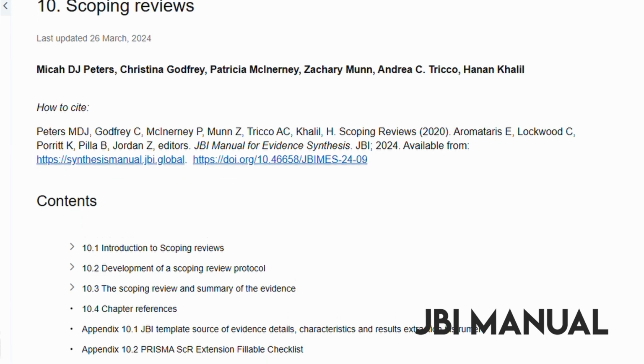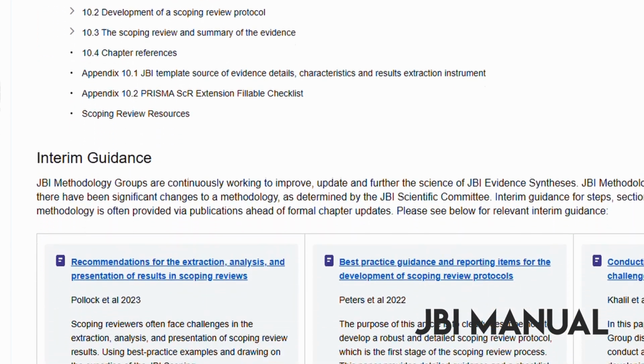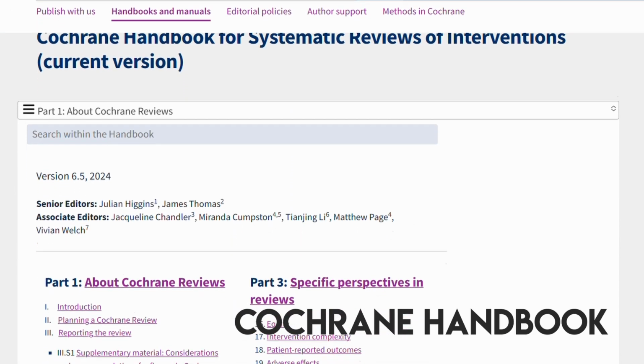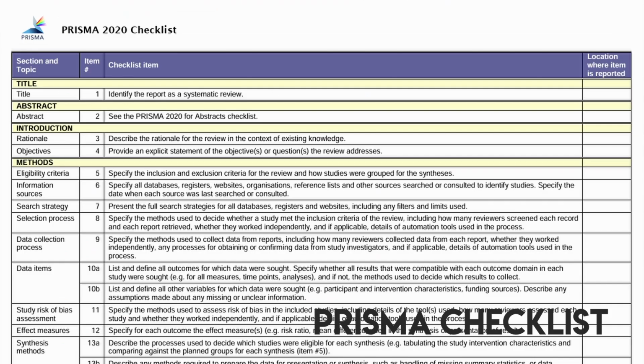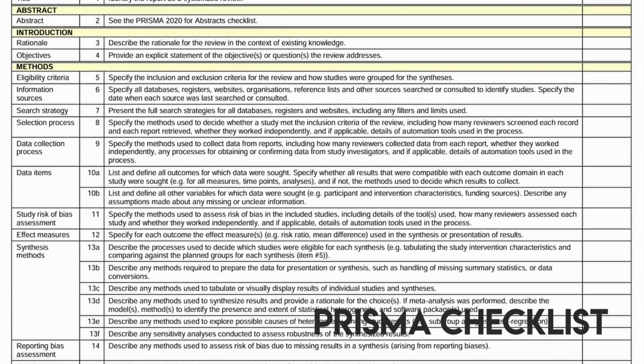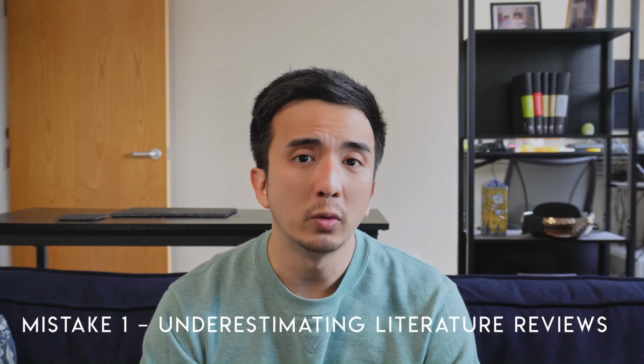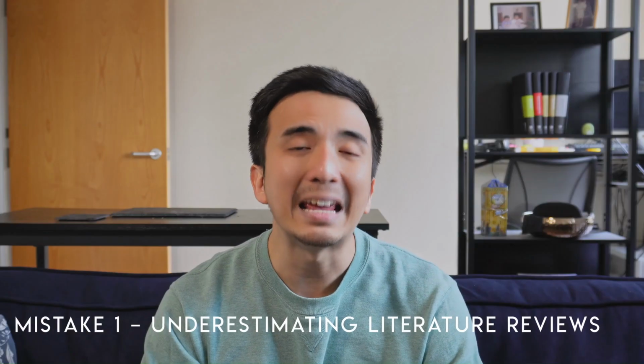Literature reviews are generally quite structured, with guidance from JBI, Cochrane, PRISMA, etc. But that also means that mistakes made early on in the research process can have an impact on the steps later. Some mistakes are not apparent until you write up your review. This is why it is so important to get these ironed out as early as you can. The first mistake is probably the most common one, and it happens before students even begin the review itself.